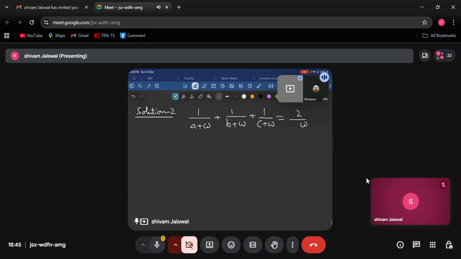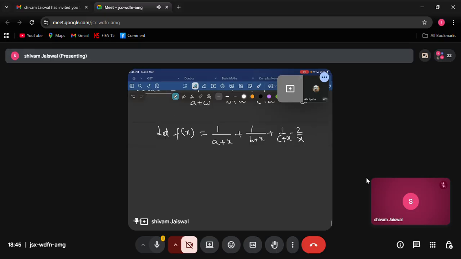So over here everyone, if I take a polynomial, let f of x be equal to 1 upon a plus x plus 1 upon b plus x plus 1 upon c plus x minus 2 by x. If this is f of x, can I say that omega and omega square are the roots of f of x? Omega and omega square are the roots of f of x.